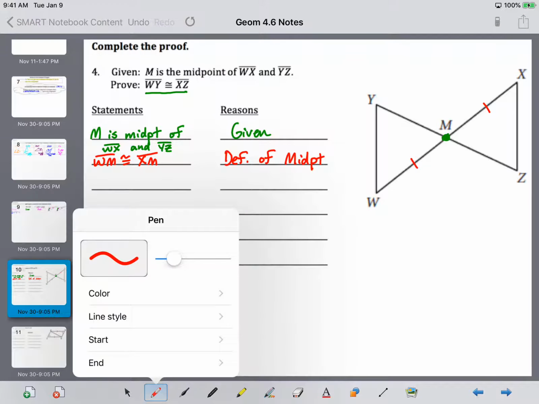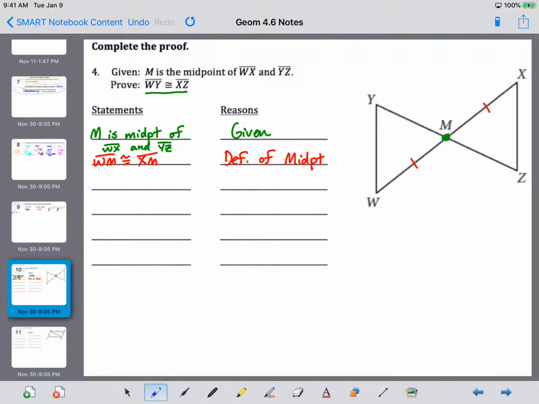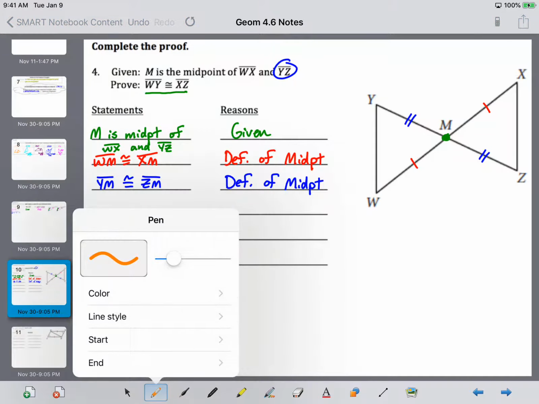All right, well, very similar thing we're going to say in our next step. M is also the middle of YZ, so that means YM is congruent to ZM. So segment YM is congruent to segment ZM, again, using that definition of midpoint.